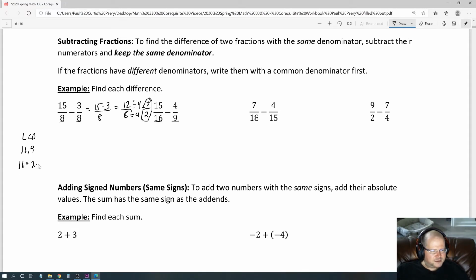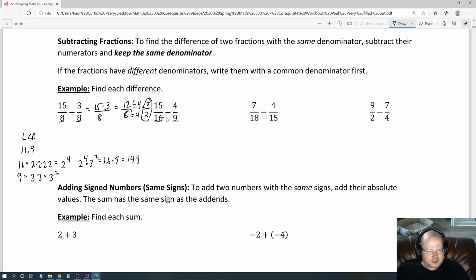So what you do is you say 2 times 2 times 2 times 2. That equals 16, or you say 2 to the 4th power. And for the 9, you could say 3 times 3 is equal to 3 squared. So in this case, the least common denominator is simply going to be 2 to the 4th power multiplied by 3 to the 2nd power, which is 16 times 9, which is 144. Okay, so it's going to be 144.